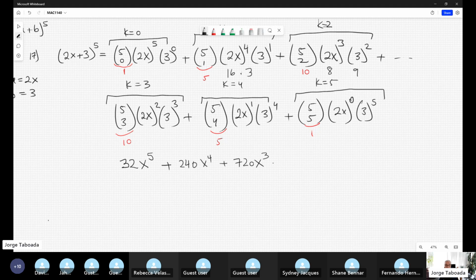720x cubed, plus now here we have 10, we have 4, and we have 27. 3 cubed is 27, and when you multiply them, it's 1080. 1080x squared. It's the only variable that we have. Plus, likewise, this is 5, this is 2, this is 10, and 3 to the 4th power is 81. So it's 810x, plus 1 times 1 times 3 to the 5th power, which is 243. Bang! And this is the answer for 2x plus 3 to the 5th power.